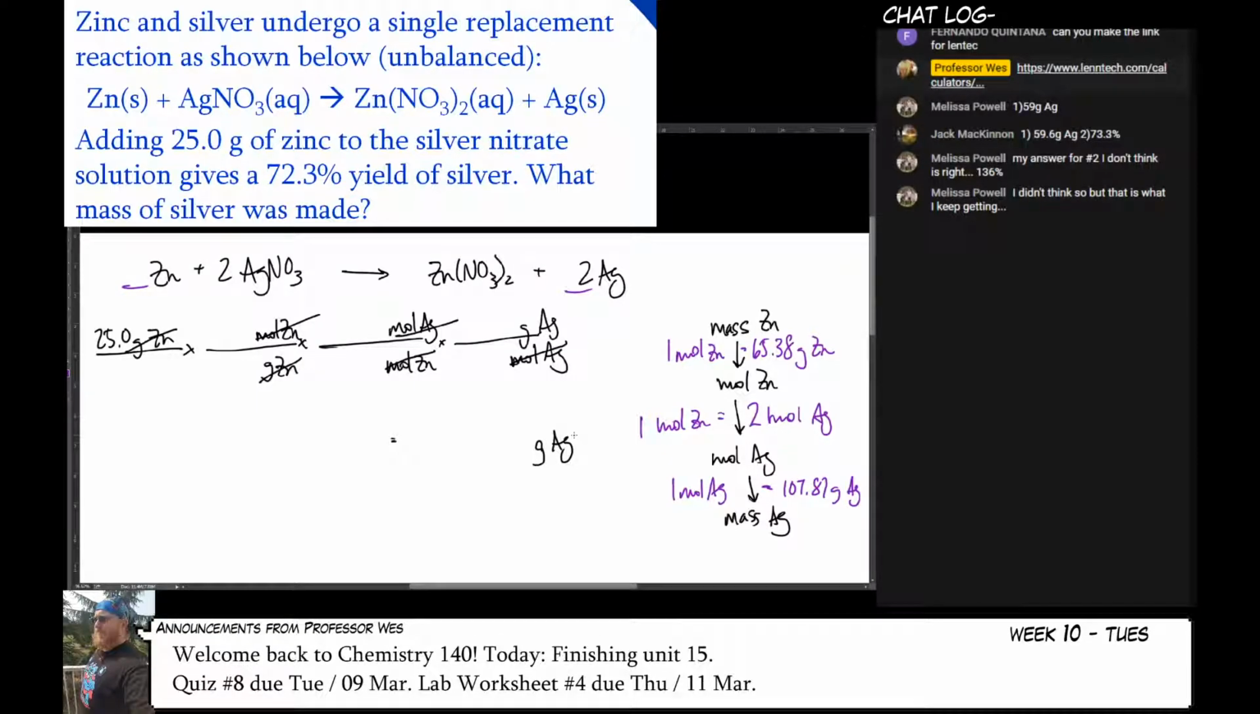Once we've got all the units set up, we can run the numbers. 1 mole of zinc is 65.38 grams. 1 mole of zinc makes 2 moles of silver, so 1 zinc, 2 silver. There you go. 1 mole of silver is 107.87 grams. There we go. Punch it all in the calculator. What do we get? 25 times 2 times 107.87, divided by 65.38.